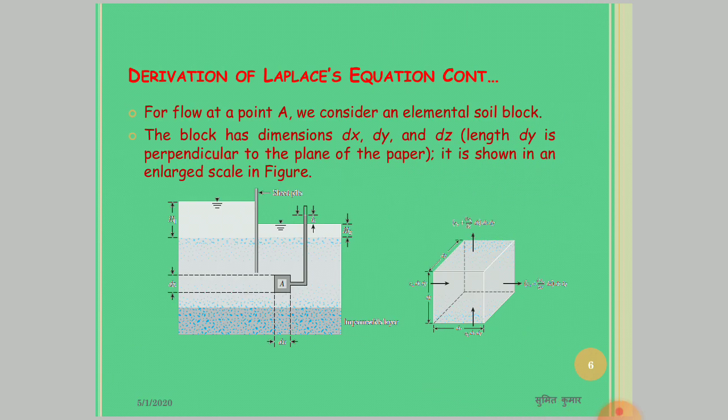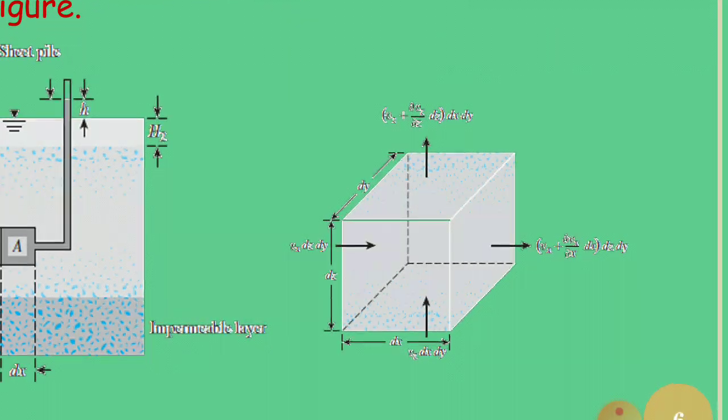Sheet pile is a type of structure which is used to retain water on one side. Let us consider an elemental soil block A, which is shown on an enlarged scale in the adjacent figure. The block has dimensions dx, dy and dz. Length dy is perpendicular to the plane of paper.